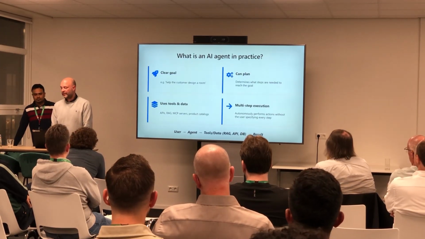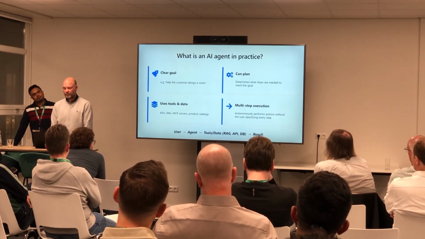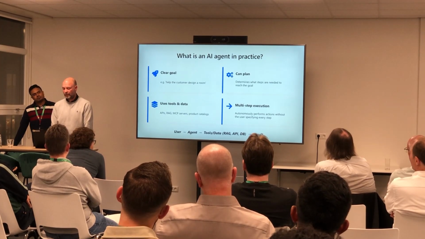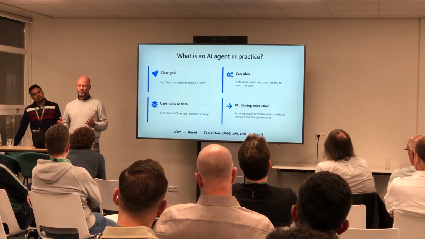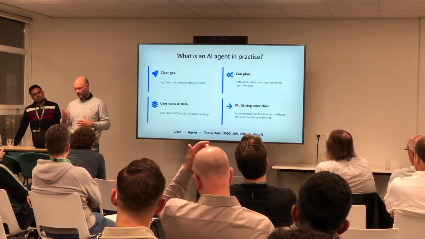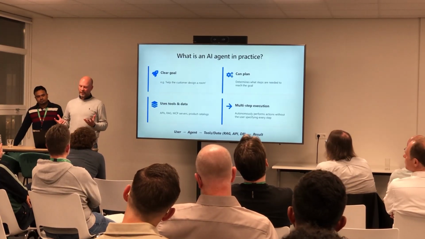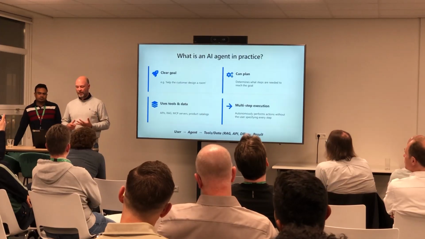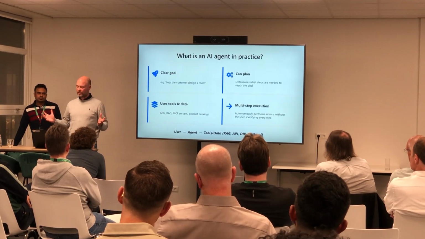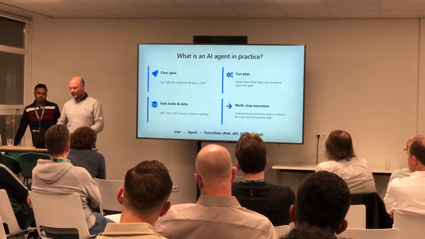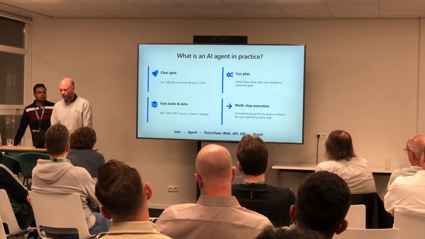So what is an agent in practice? We give it a goal, like design a room for me or create something. It will make a plan. It will use all kinds of tools we are familiar with today. I think Gijs did a great talk, and you heard some previous speakers as well. You have all these tools and data: APIs, RAG, MCP services, product catalogs. You basically have all the stuff you need. And then the agent in several steps generates the result for you.